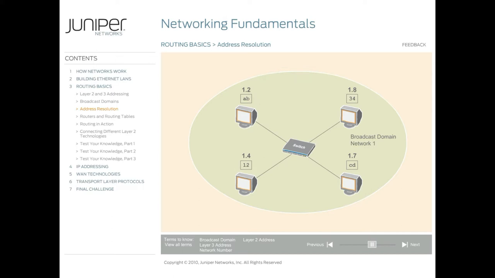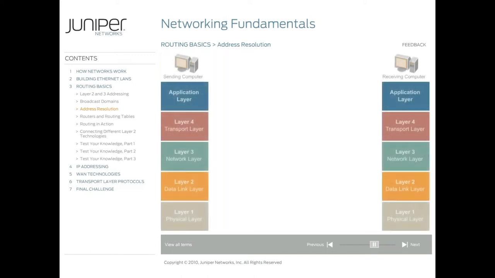Now you might be asking yourself, if the sending device already knows the destination device's Layer 3 address, why does it also need the Layer 2 address? Why not just communicate using Layer 3 addresses? The answer to that can be found in the concept of layering. Remember in Section 1, we introduced the network stack? In that section, we discussed how data moves down the stack of the sending computer and then up the stack of the destination computer.